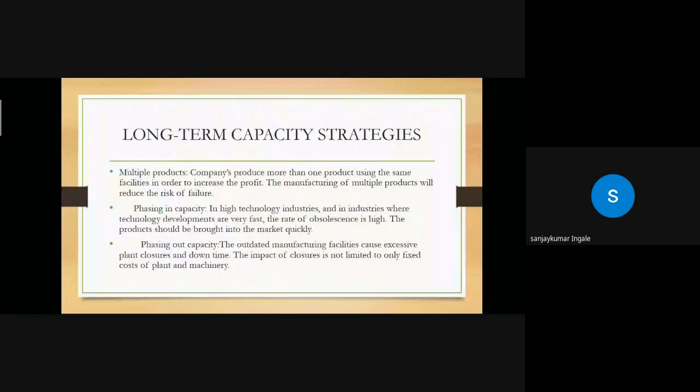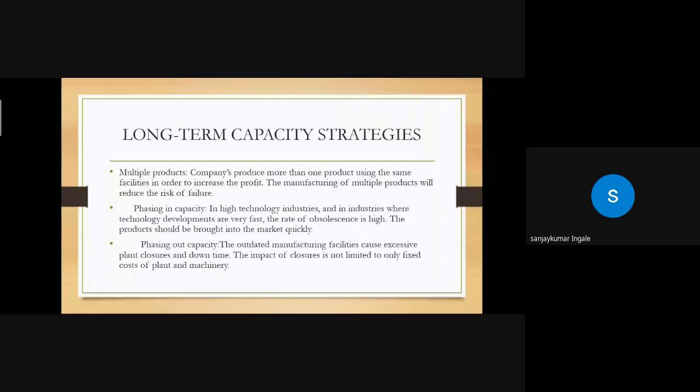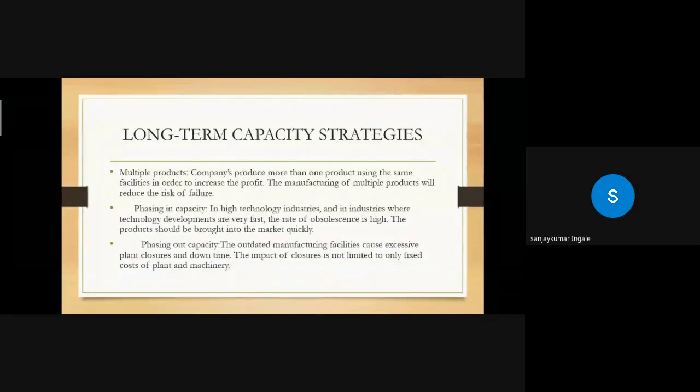The first one is long term capacity strategy, in which there are different processes like multiple products, phasing in capacity, and phasing out capacity. In case of multiple products, a company produces more than one product using the same facilities in order to increase the profit. And the manufacturing of multiple products will reduce the risk of failure.